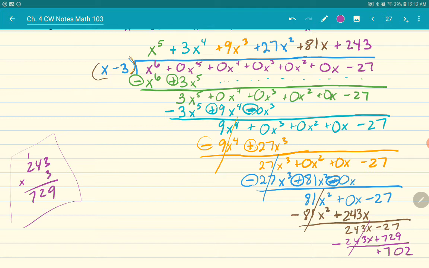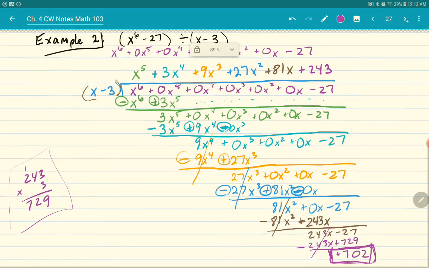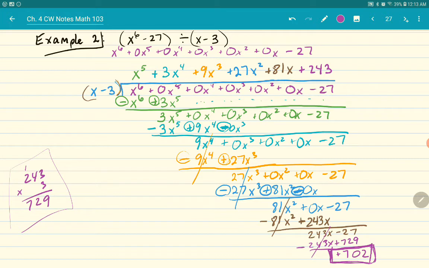I say, wait a second, x doesn't go into 702. I'm done. I have reached a remainder. I've reached a point where I can no longer get my x into this number. 702 is smaller. So that means I have a, this is my q of x function, and my remainder is 702. I can also write that as adding 702 over x minus 3.